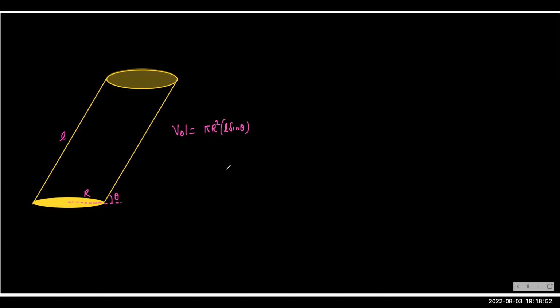So volume depends on which height? We call it the vertical height. And what is vertical height? The separation between the cross section, the top and the bottom. So what really matters is this height, not the L, for volume calculation. Okay.